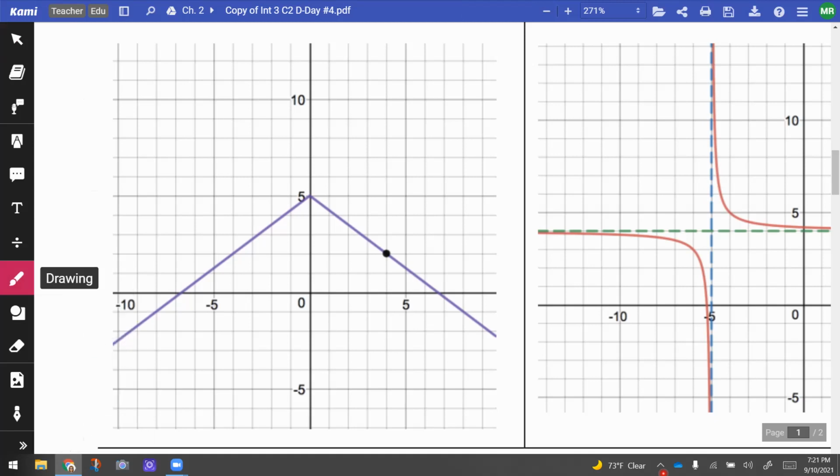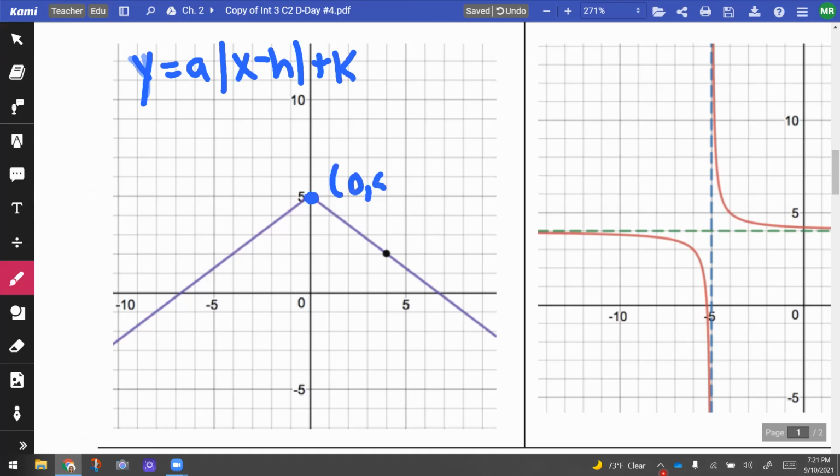In this case, they did not, but you could kind of tell where it is. So this is an absolute value graph. So we're going to have y equal a times the absolute value of x minus h plus k. And our h comma k is going to be this vertex, which is at 0, 5. So that's what I'm going to put in for my h and k.